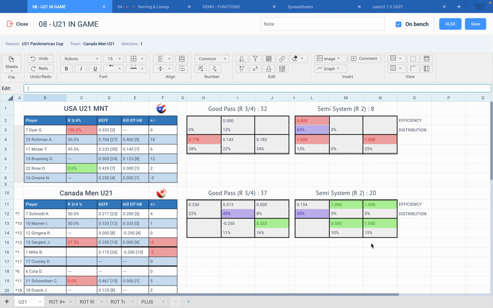One of the requests that my coach had is he said, Christophe, live, I'd like to get information about the opposite 6 that are on the court. I want to see their good pass, I want to see their efficiency, whatever you want, the plus minus, and I want this to be the 6.